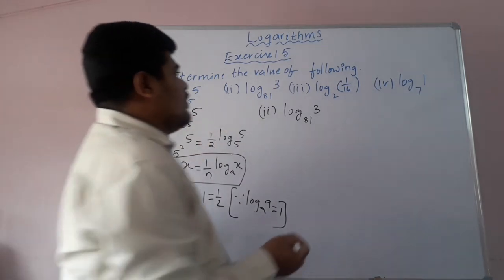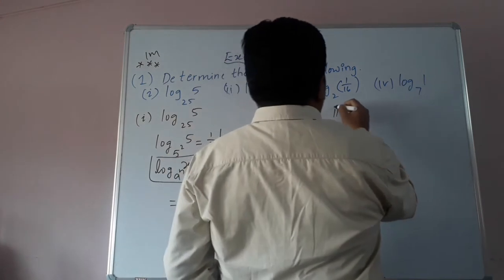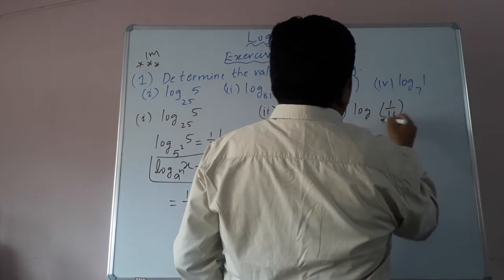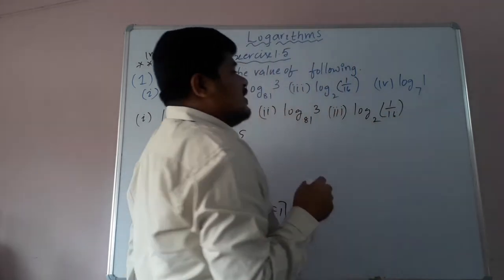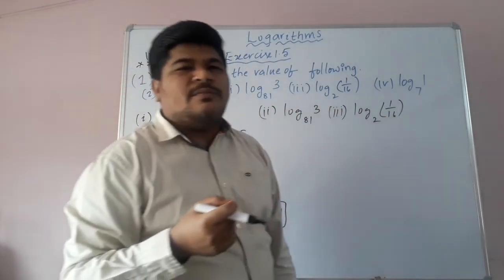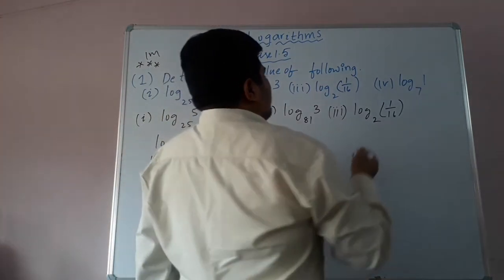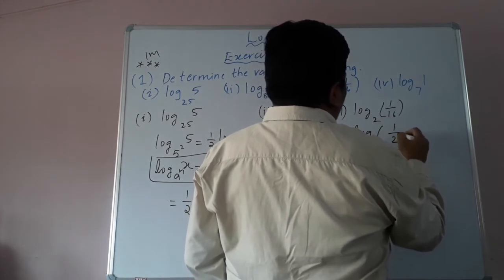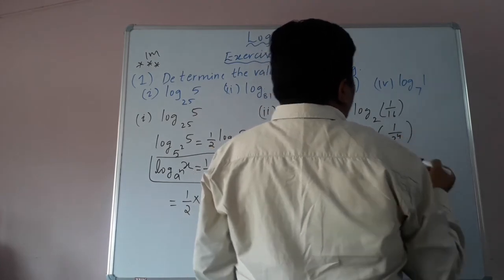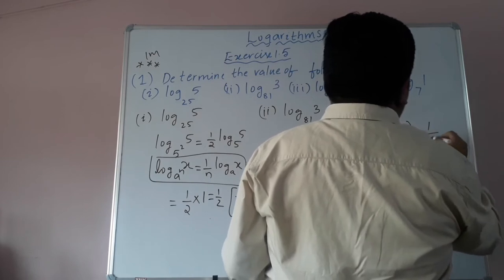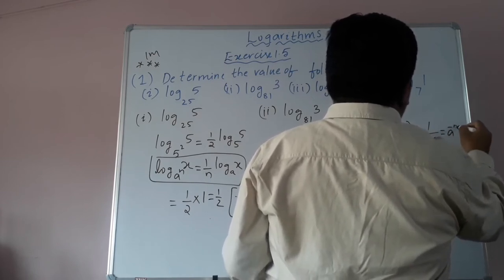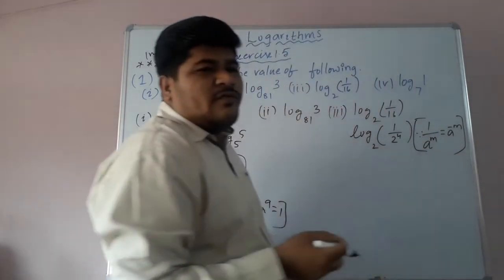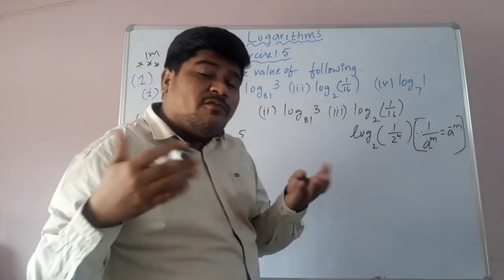Now let's see the third problem. So what is the third problem, children? Log of 1 by 16 to the base 2. Children, 16 can be written as 2 to the power of 4. So it can be written as log of 1 by 2 to the power of 4 to the base 2. Children, we have one formula in exponents. 1 by a power m is equal to what? a power minus m, no? 1 by a power m is equal to a power minus m. So 1 by 2 to the power of 4 can be written as 2 to the power of minus 4.